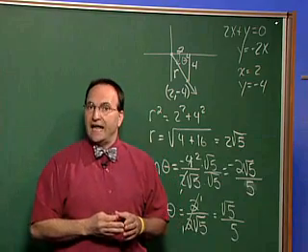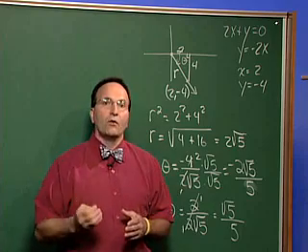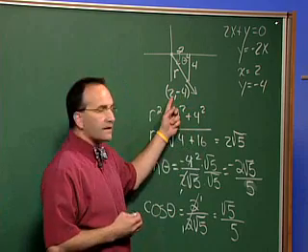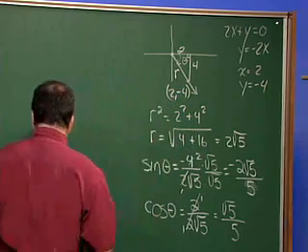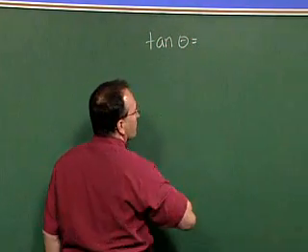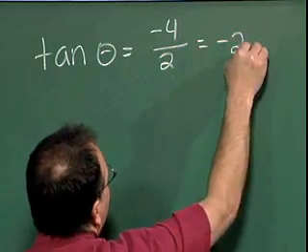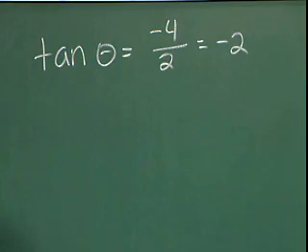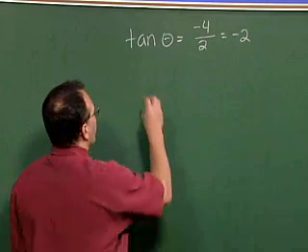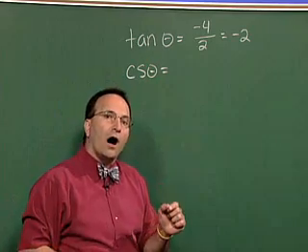Now let's find the tangent. The tangent of theta is equal to y over x. My y is negative 4, and my x is 2. So my tangent of theta is equal to negative 4 over 2, which is negative 2. Now I want to find the cosecant of theta. The cosecant of theta is equal to r over y.